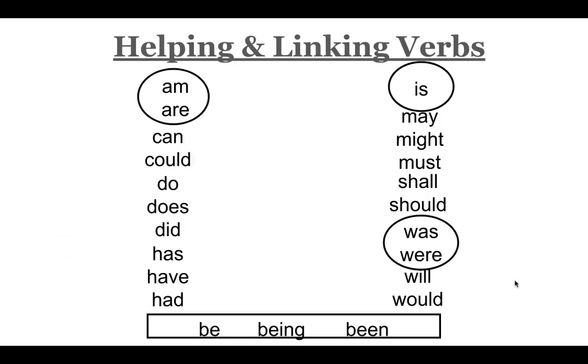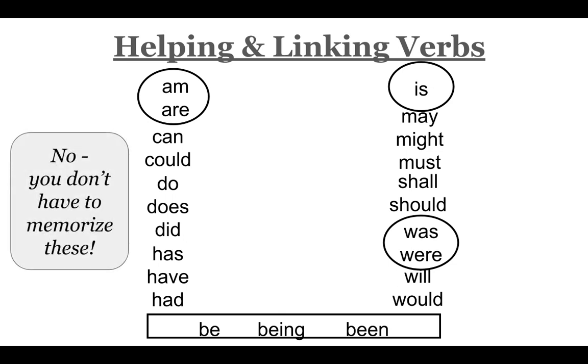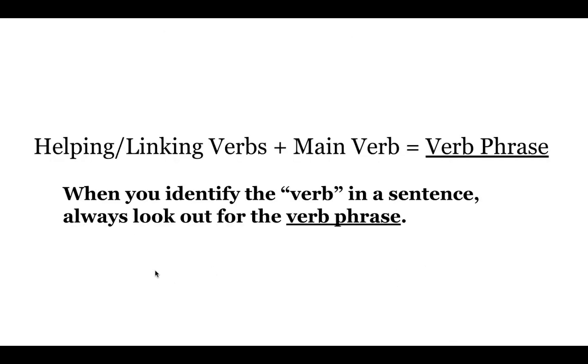Okay? We also have helping and linking verbs, and you're going to see these words in sentences, and that's really important because you need to know that these words often work together with the central verb in the sentence. So no, you don't have to memorize these words. It's a lot easier once we start looking at sentences, but just to give you an idea, these are some of the helping and linking verbs that you might see. Okay, helping and linking verbs plus the main verb equal what's called a verb phrase. When you identify the verb in a sentence, you want to look out for the verb phrase and make sure that you have everything together.